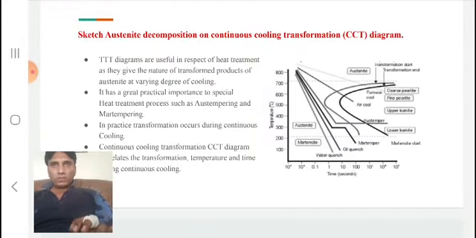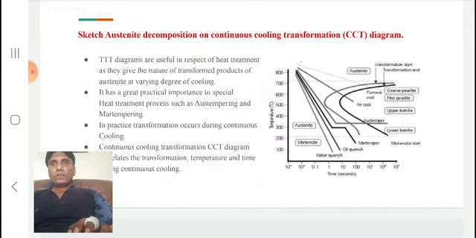The subject I am going to deal with in this video session is engineering materials, subject code 18M305C. We are dealing with the fifth unit, that is heat treatment.